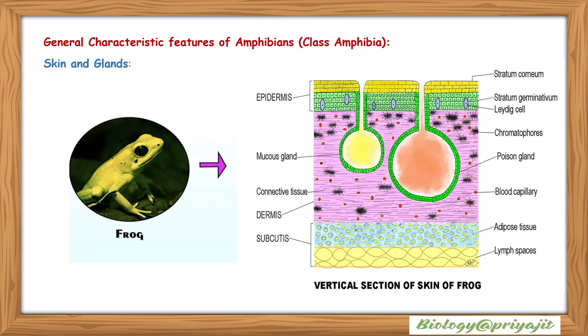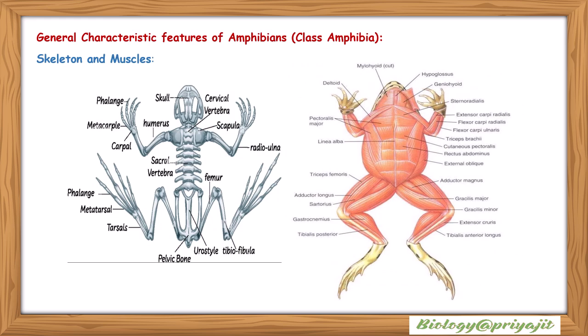Skin and glands: soft, moist, naked skin rich in mucous glands, which help in respiration. The chromatophores or pigment cells are present in the skin. Some apodans have hidden dermal scales. Their exoskeleton is absent.